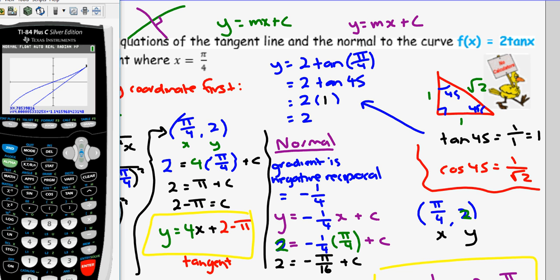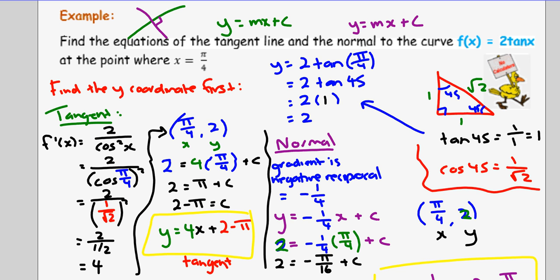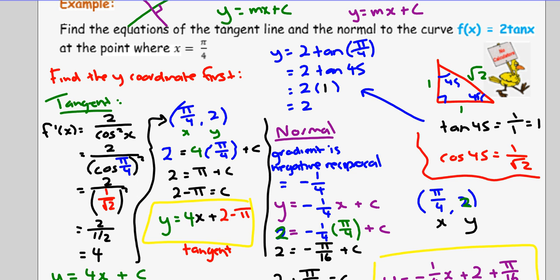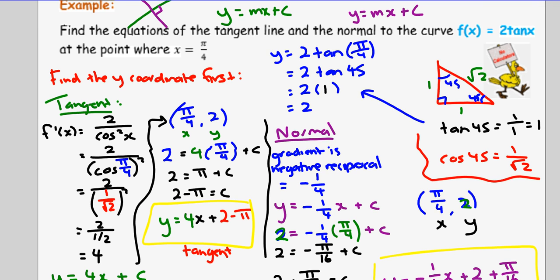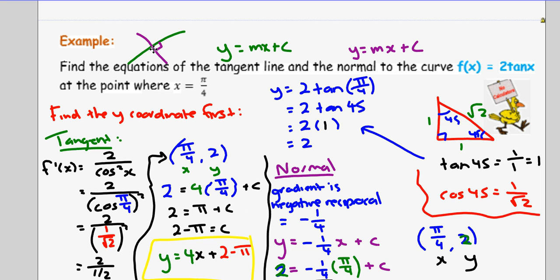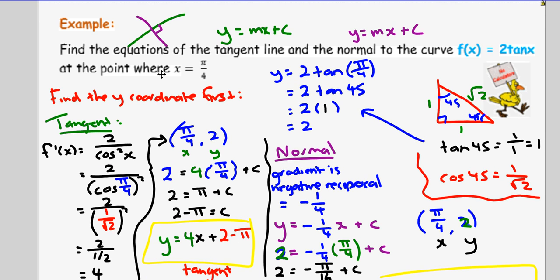But this would be non-calculator, so I'll show you how to do it non-calculator. To start with, we'll find the equation of the tangent line, and then we use that to find the equation of the normal. The tangent is a line that represents the gradient at a particular point, and the normal is perpendicular to the tangent and cuts at the same point, x equals pi over 4. So we're going to find the y coordinate first. Sometimes they give you the y coordinate, but they didn't. So we need a whole coordinate to begin with.